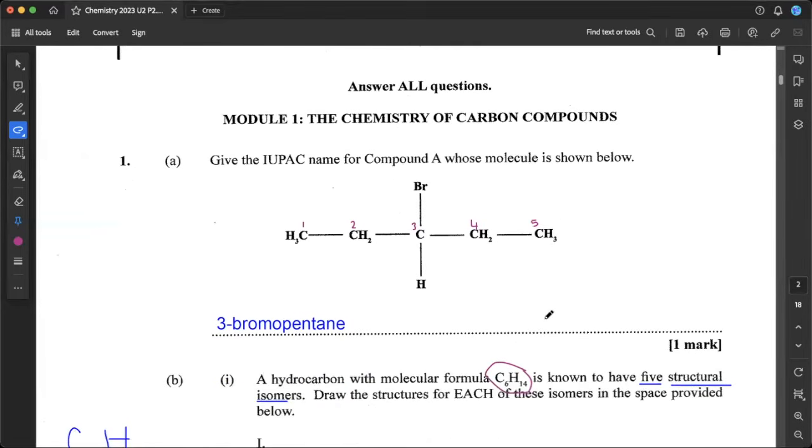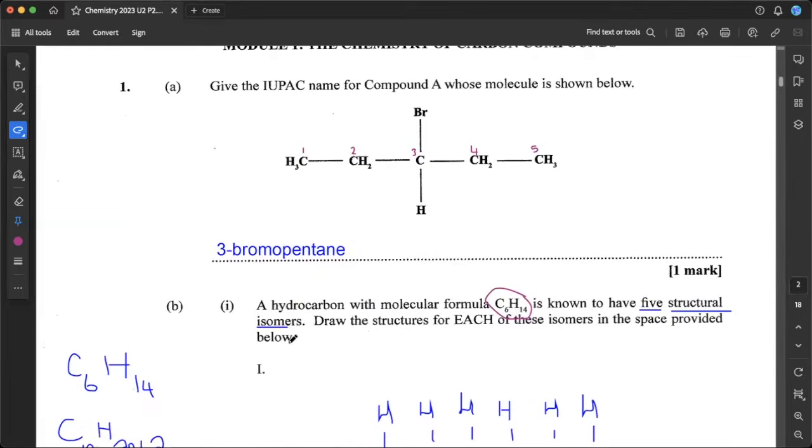All right, so moving along to part B now. Part B says that a hydrocarbon with molecular formula C6H14 is known to have 5 structural isomers. Remember, structural isomers have the same molecular formula, but they differ in the way that we draw them. They're asking us to draw the structures for each of these isomers in the space provided below.